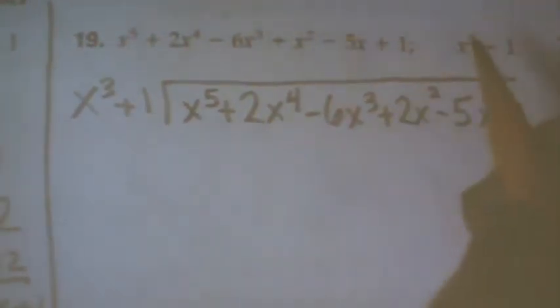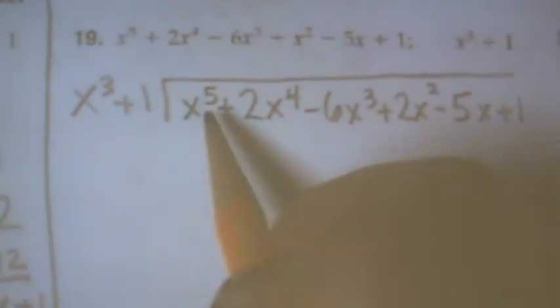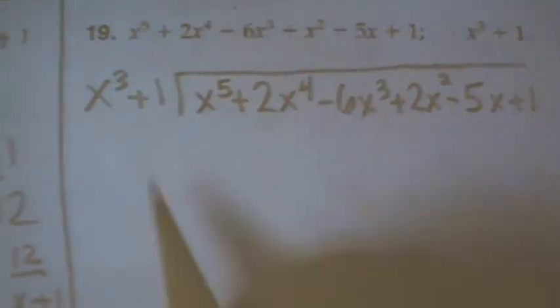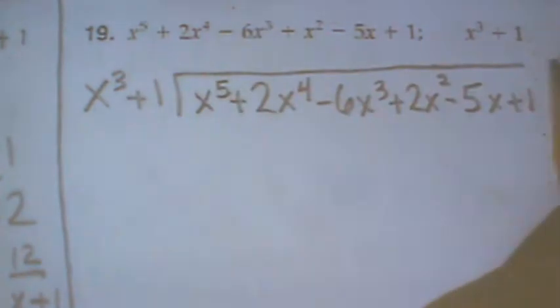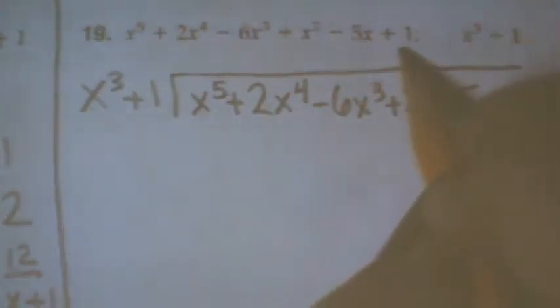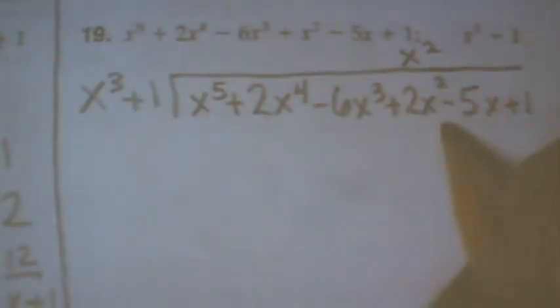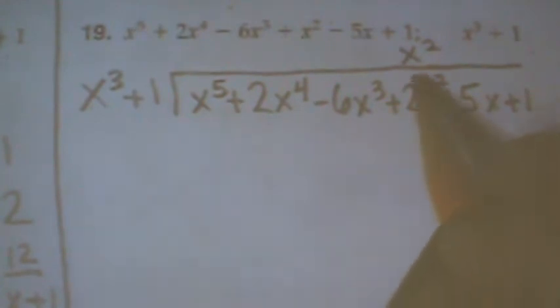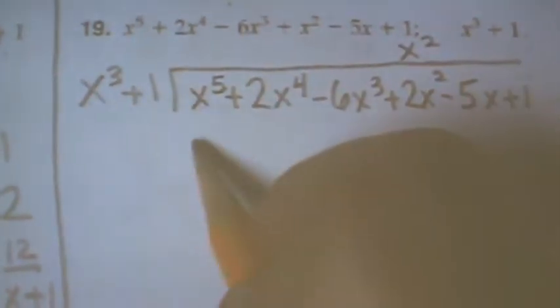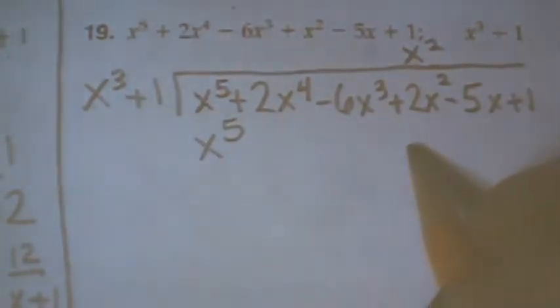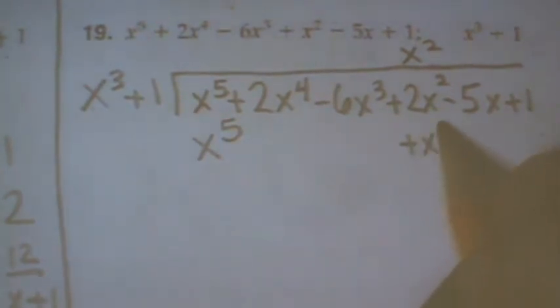All right, so now I need x to the 5th power. So x cubed times what gives me x to the 5th? X squared. Now, I'm going to put x squared right above the x squared term. So now when I multiply these two, I get x to the 5th plus x squared.